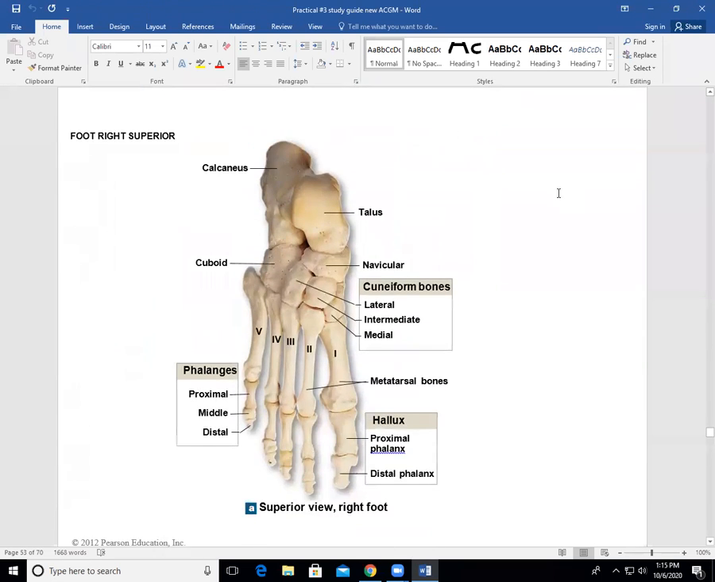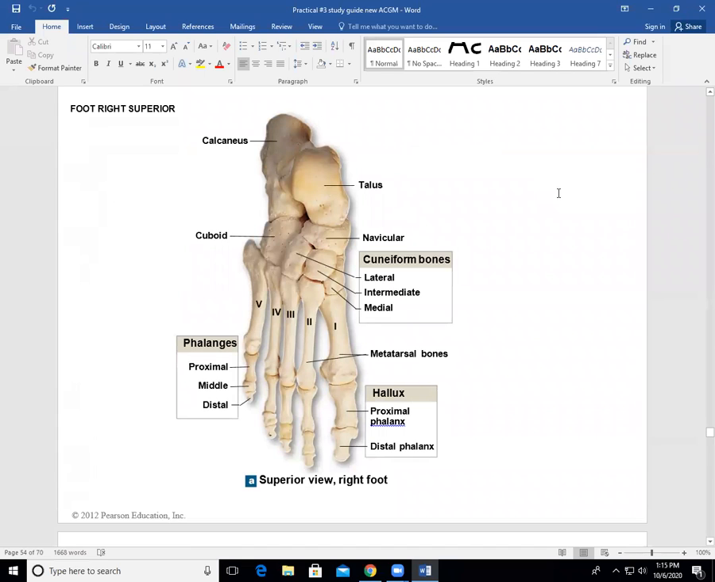All right, let's look at the foot. The foot has the calcaneus bone, or calcaneus bone, depending on how you pronounce it, and the talus. Two large bones in the tarsal area. Now this kind of square looking bone is the cuboid.